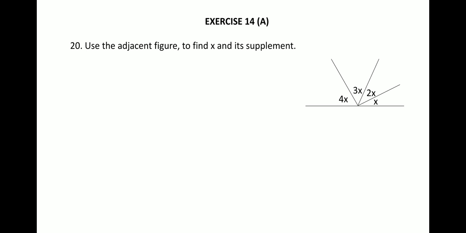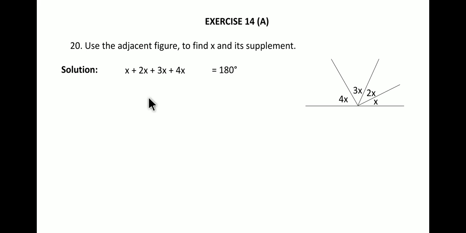Here in the figure we can see that the angles formed have the measurements x, 2x, 3x and 4x. The sum of these angles, if you add them up, will be equal to a straight angle, which is equal to 180 degrees. So we'll use this data as x plus 2x, the second angle, plus 3x plus 4x. If we add all these angles together, the sum will be equal to 180 degrees.